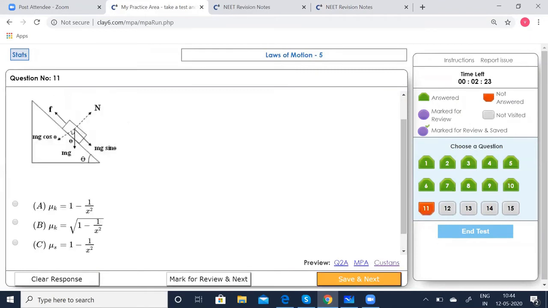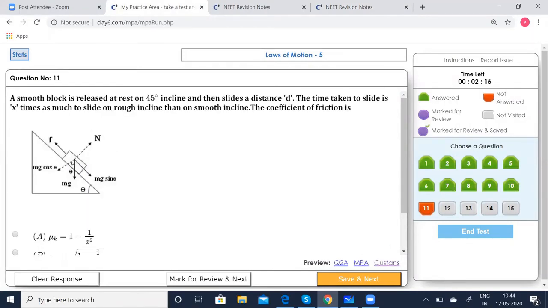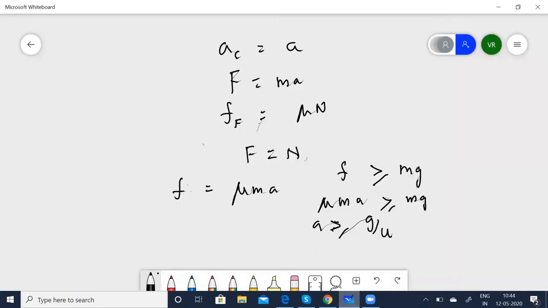Let us go to the next one. Now you can see the FBD is given here for this diagram. Let us look into the question. The smooth block is released at rest on a 45 degree inclination and then slides a distance d. The time taken to slide is x times as much on a rough incline as on a smooth incline. What will be the coefficient of friction, we are asking. So the FBD is clearly given, so there is no need for you, just look into the diagram and apply the formulae. It is going to be pretty easy.